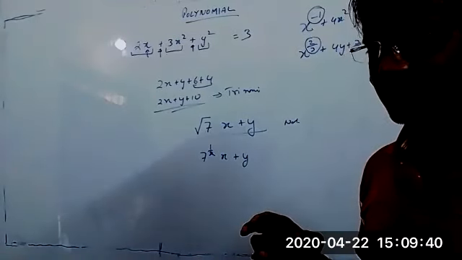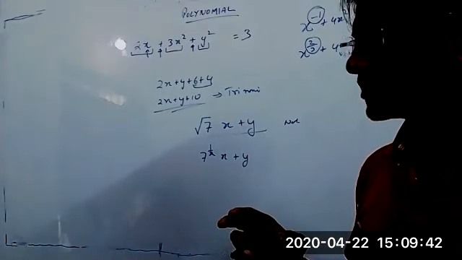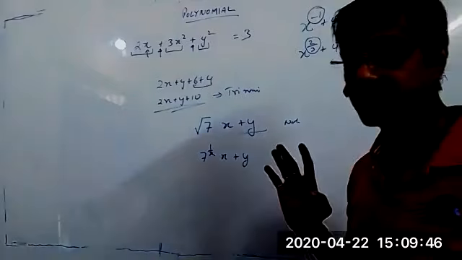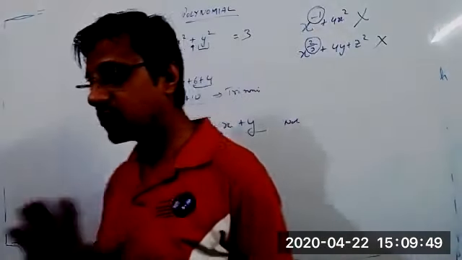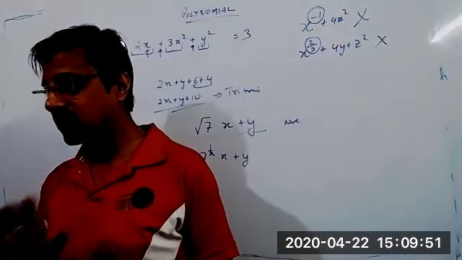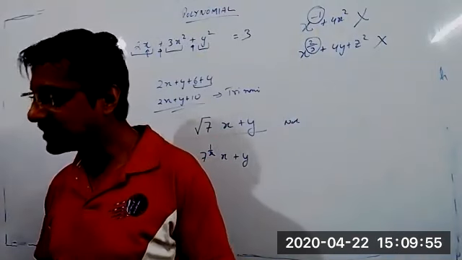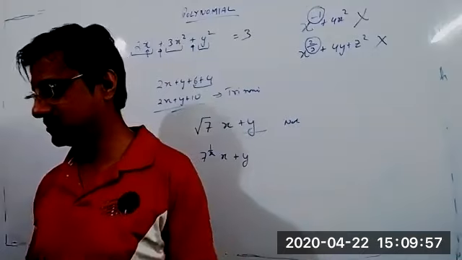Understood? Yes, sir. What I want to communicate is that variable power should be a whole number. I'm not talking about constant or coefficients. Please note it down in your words.